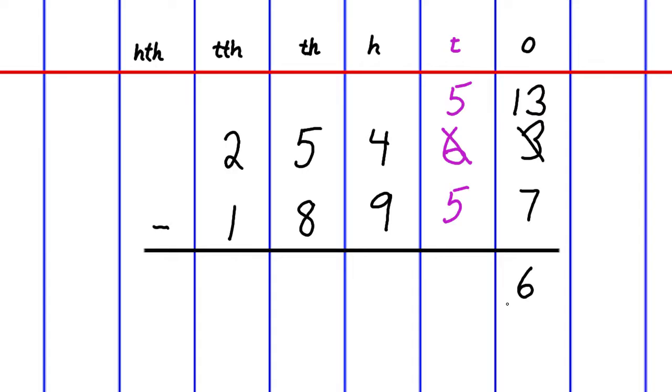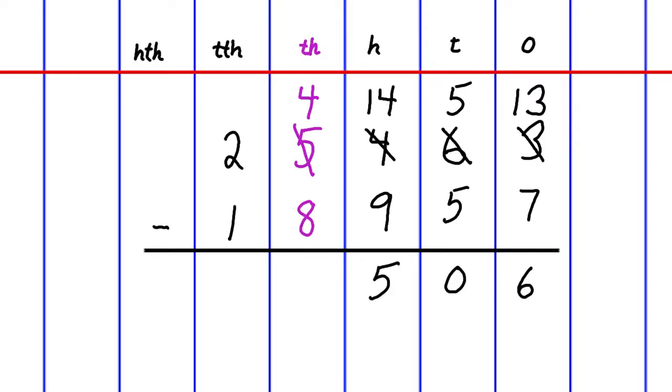Do we need to regroup to subtract in the tens place? No. We can subtract 50 from 50, which is 0. Next, look at the hundreds column. Do we need to regroup to subtract in the hundreds place? Yes, there are only 400 and we need to subtract 900. So let's decompose one of the thousands into 10 hundreds. That gives us 4,000 and 14 hundreds. Now we can subtract 14 hundreds minus 9 hundreds equals 500.